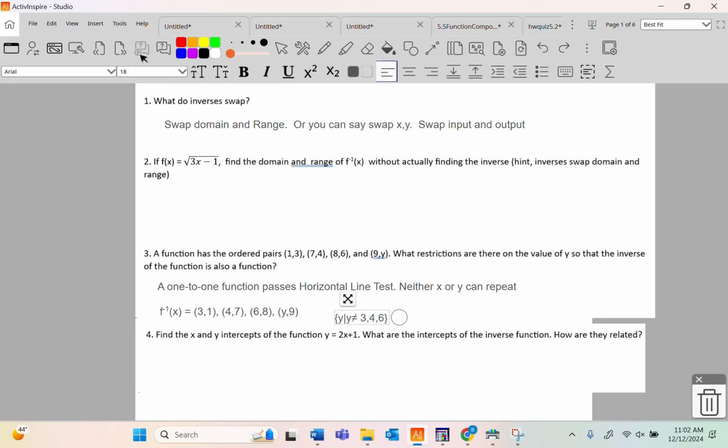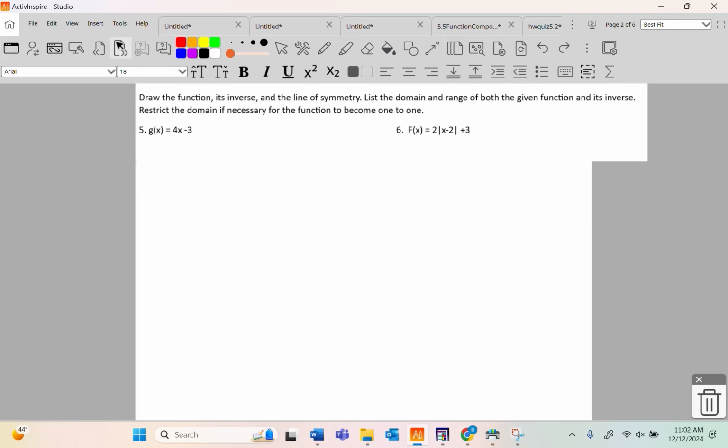2 and 4, I'm leaving for y'all. Draw the function, its inverse, and the line of symmetry. List the domain and range of both the function and its inverse. Restrict the domain if necessary for the function to become 1-to-1.